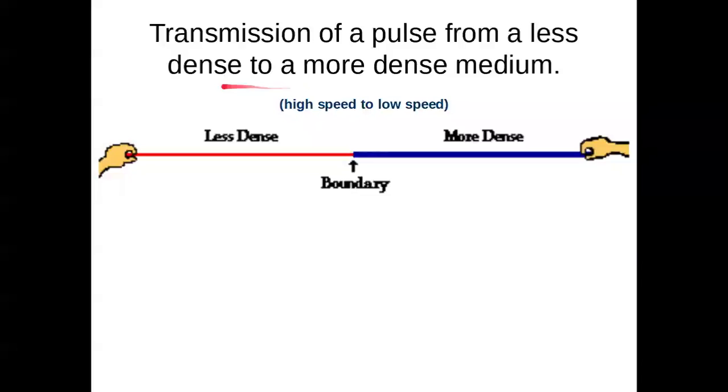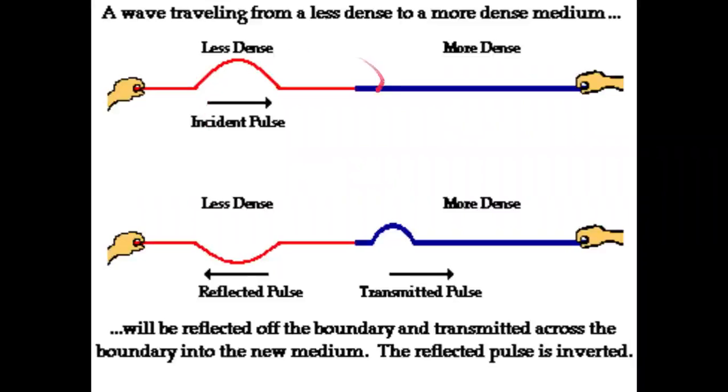Now, what if we have this? What if we have a transmission of a pulse from a less dense to a more dense medium? So let's say this is a lighter string here, and then over here on the blue end, we've got a heavier rope. So when it hits this boundary, it's sort of in between. It's not quite a fixed end. It's not quite a free end. Which is it more like? If you went from a little rope to a big rope, is that more like a fixed end or more like a free end? So it's more like a fixed end.